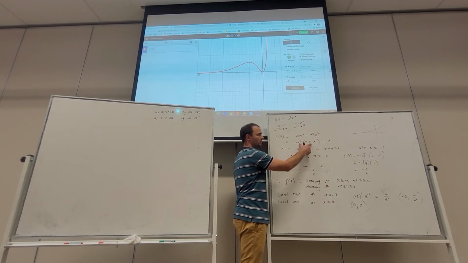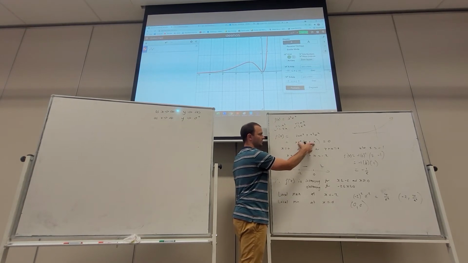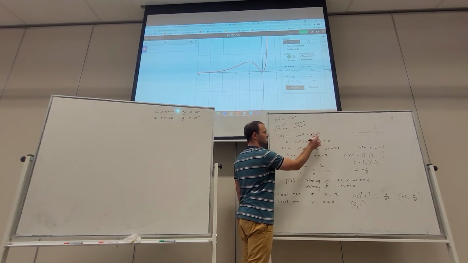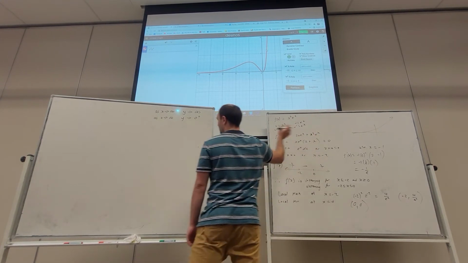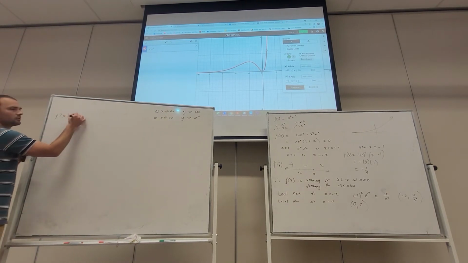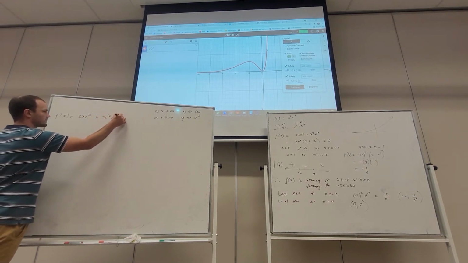So let's differentiate this. We are going to have to use the product rule here twice as well, because we have to use it for that and then for that one. It's not really going to matter. Let's just differentiate this one. So we've got f dash of x is 2x e to the x plus x squared e to the x.